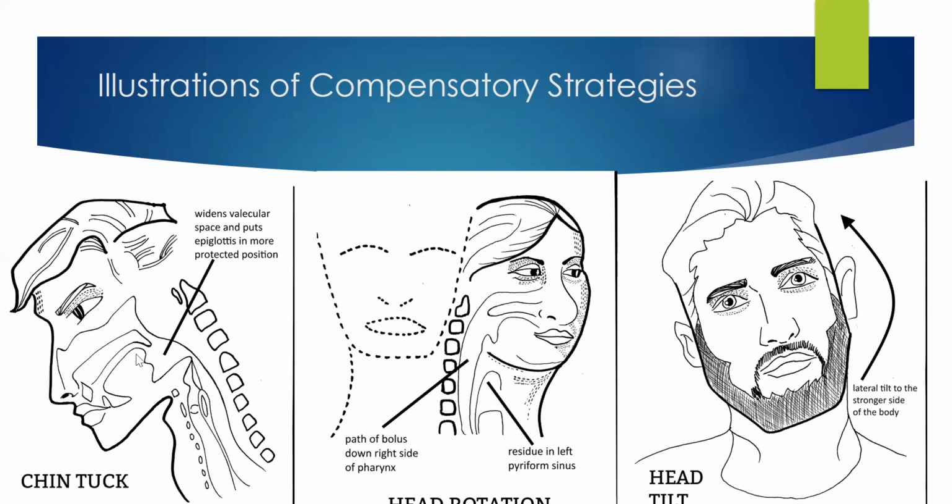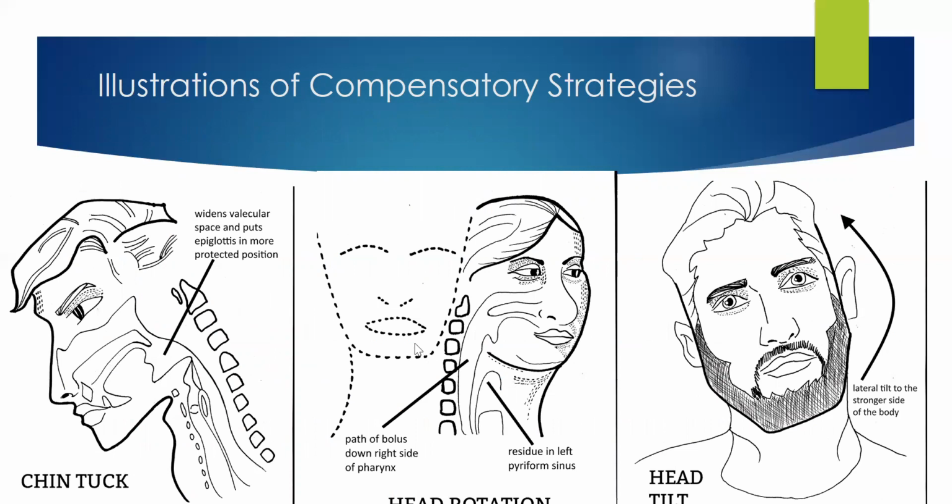So you see here, it creates an uphill gradient. So while the client is masticating semi-solids or has their lip closed with liquids, they're sort of getting ready, and this prevents things from spilling over. Once again, the epiglottis is pushed out here into a more protected position.